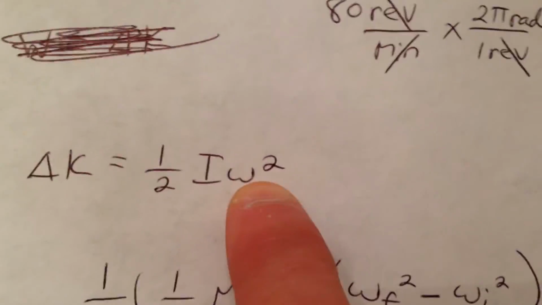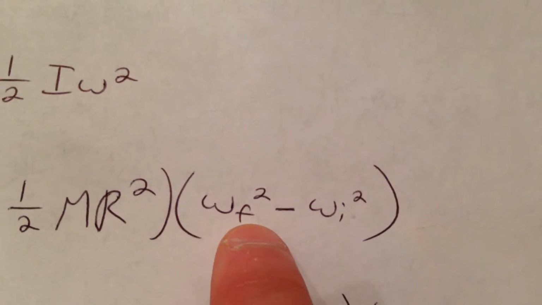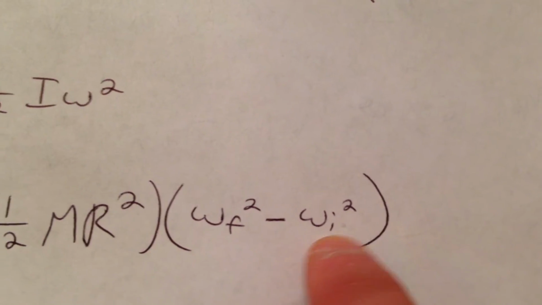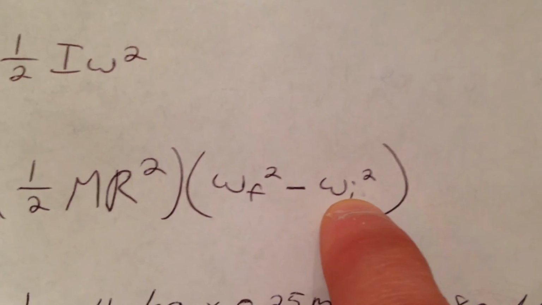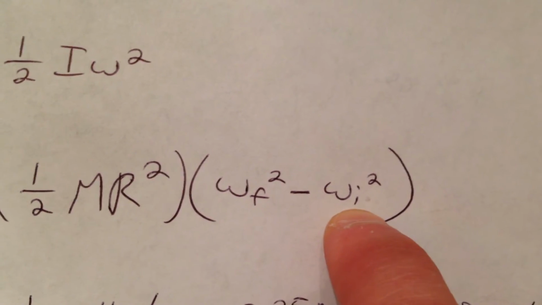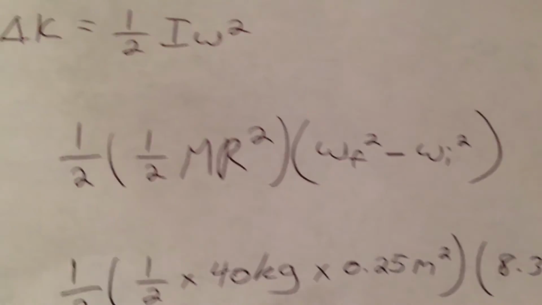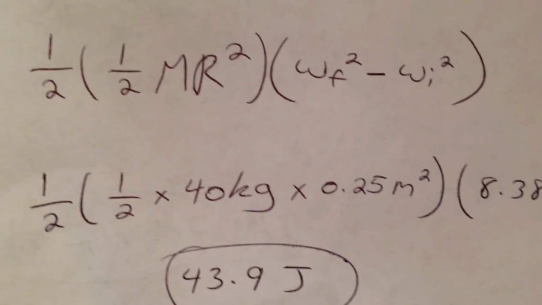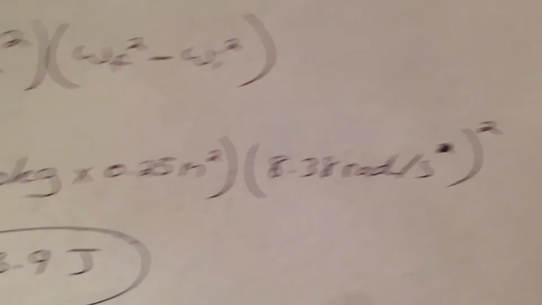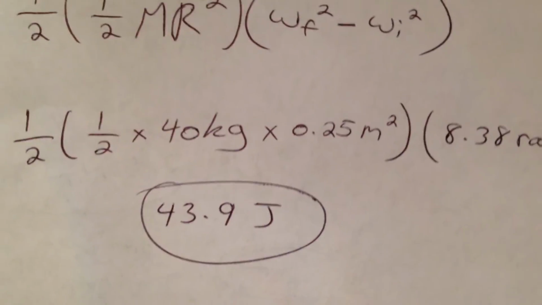And the angular speed, because there are two, technically, it's going to be omega f squared minus omega i squared. But the initial omega is just 0, because the potter's wheel is starting from rest. So this can just be scratched out. After I plug in all the numbers, this is the math for it. And part A, the work done, is 43.9 joules.